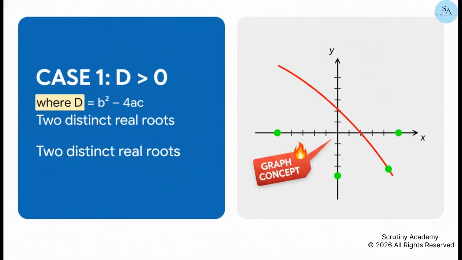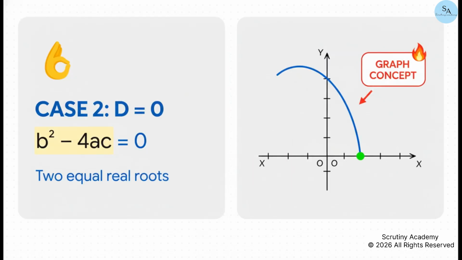First up, case number 1. What happens if our discriminant, D, is greater than 0? So, a positive number. Simple. We're going to get two different real roots. And if you look at the graph, you can see exactly what that means. The curve cuts the x-axis in two separate places. Easy.